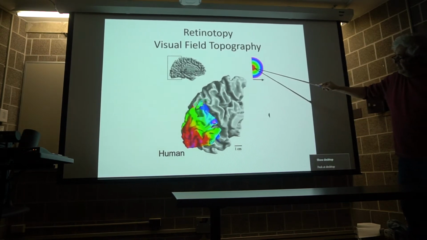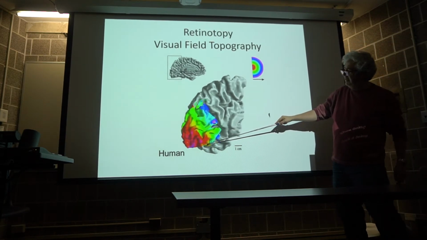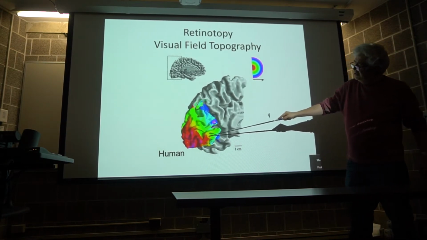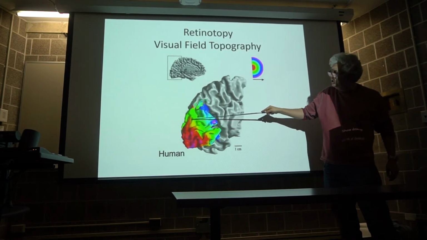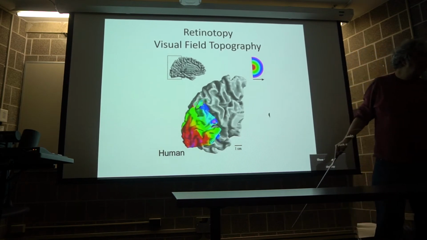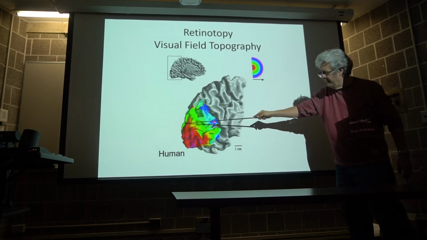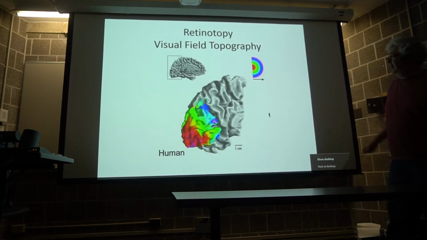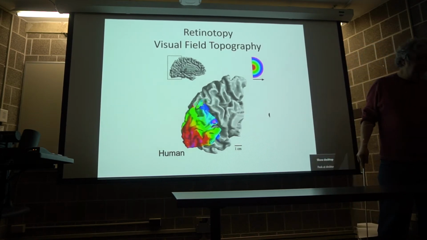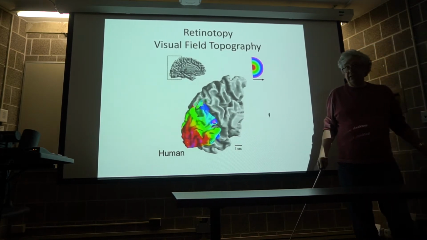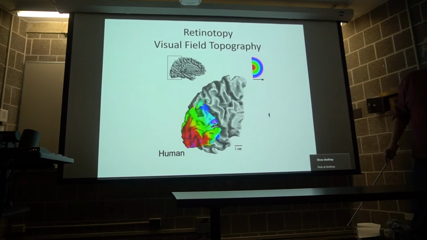If they put a dot in this red region here, they got excitation. This is a functional magnetic resonance image it's constructed from. If they had a light in the red spot, they got activation somewhere within that red region of cortex. If they put the light within the green area, they got activation within this green part of cortex. They put it within the blue area, they got activation in this blue part of cortex. So this is one way of demonstrating the topography. And there's one thing I want you to note here that's very, very important.